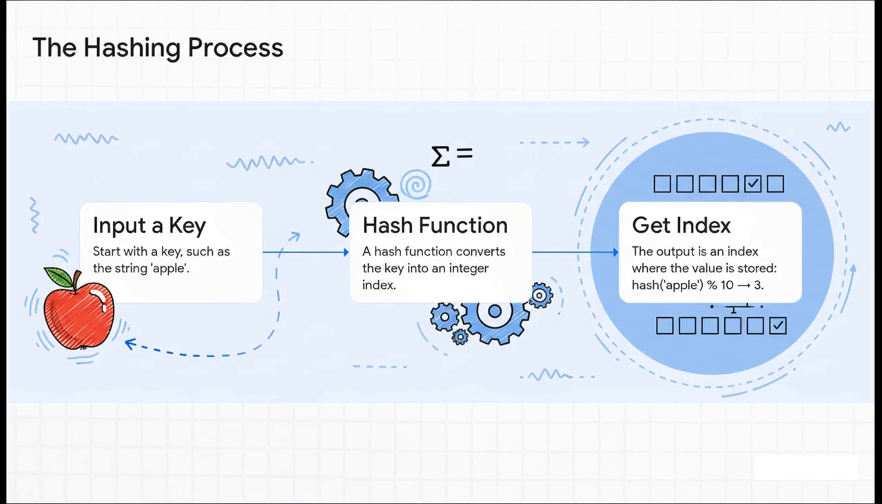Okay, let's walk through it. Let's say our key is the word apple. We take that word and we feed it into our hash function. The function does its thing, some quick math, and spits out a number. In this example, it spits out the number 3. That number is our index. It tells us, hey, the information for apple is in slot number 3. No searching, no guessing, we just go straight there.